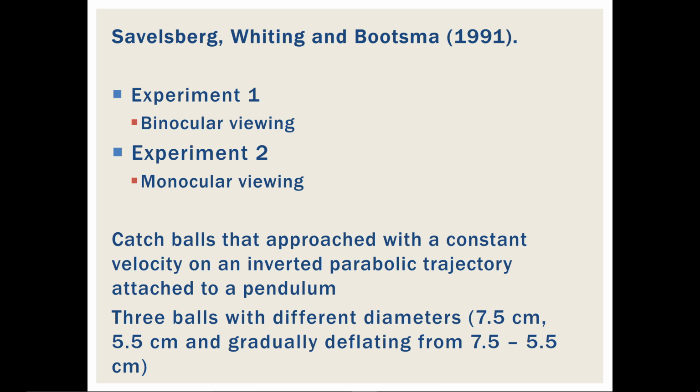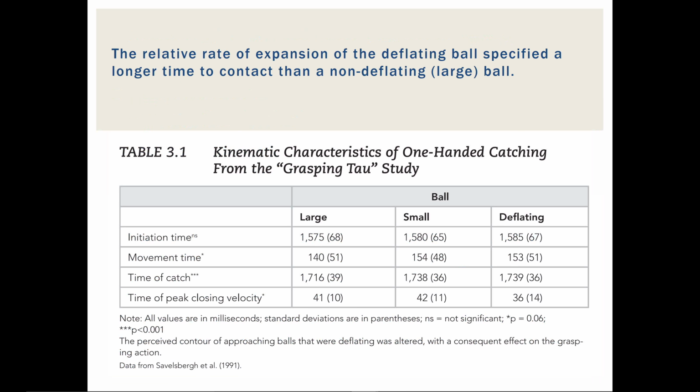And what they actually saw is that when the ball was deflating and moving towards us, we were closing the hand at a later time. That means we were actually able to trick tau based on a deflating ball. And so that shows us that one of the most important ways in which we interact with our environment is by estimating time to contact, by using tau.